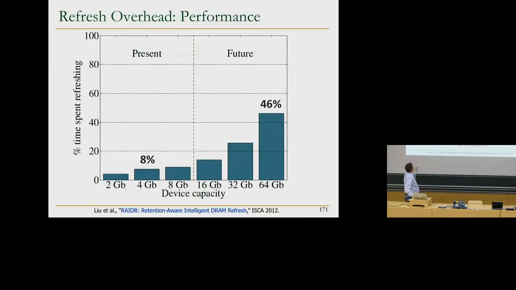So if you look at the two problems, these are the device capacities, 2 gigabytes, 4, 8, 16, 32, 64. These are of individual chips. And you see that at the moment, you are spending about 8% to 10% of your time refreshing the memory instead of doing what it is supposed to do. And if it goes on like this, at some point, half the time, the memory is not a memory, it's just trying to remember. Horrible.